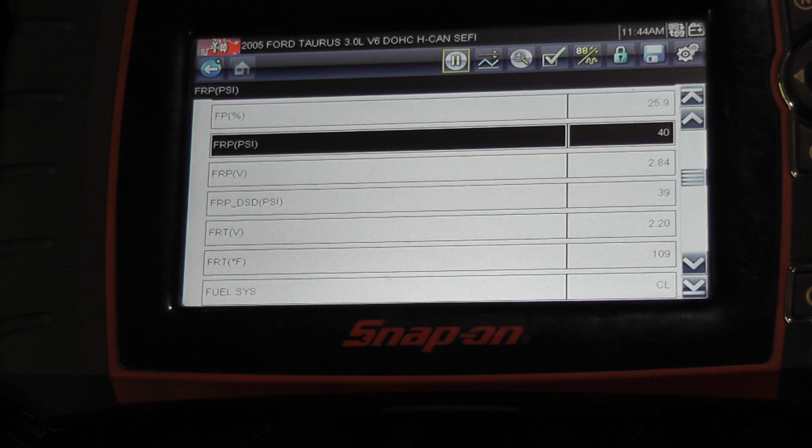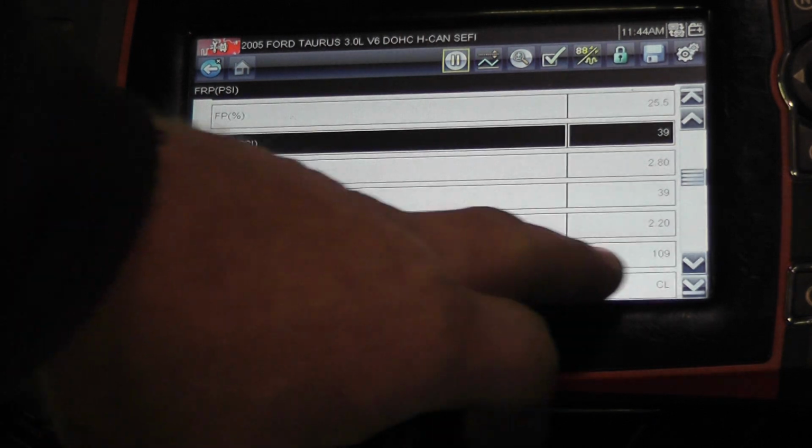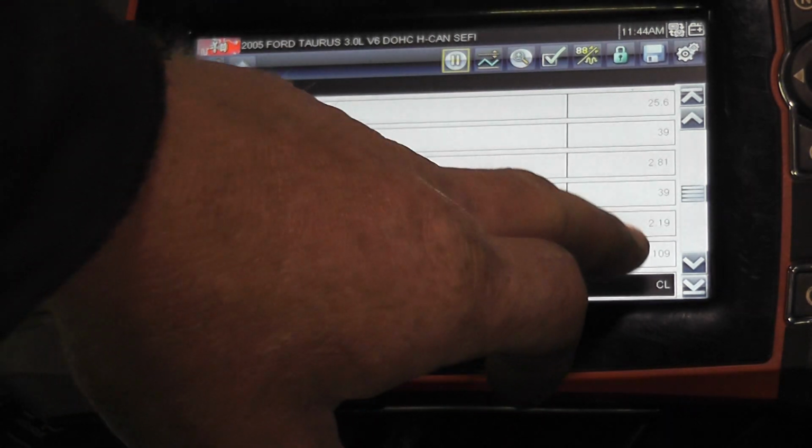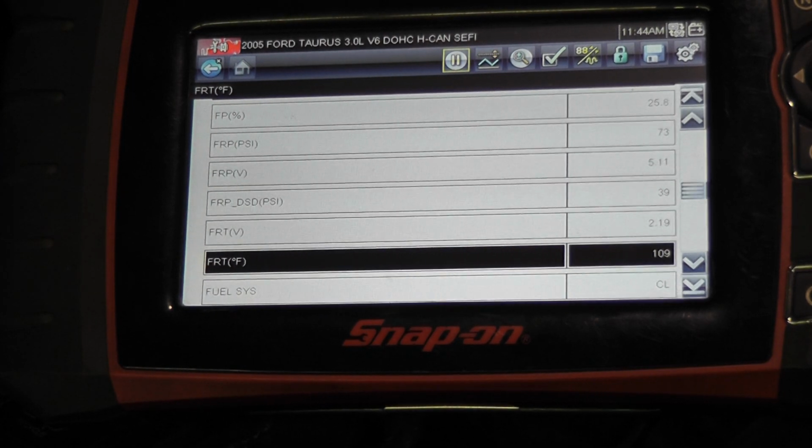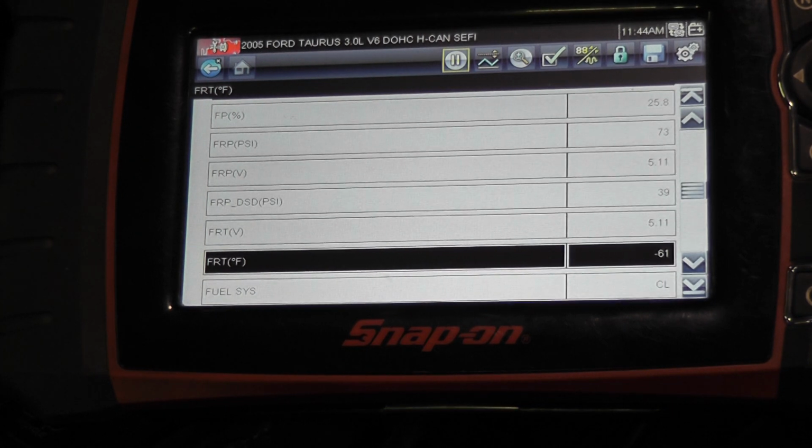I'd like to fix this car. Like I said, it's here for a waiver, so I can address that if I have to, but I always like to prove it. Now, I set that code. If you look at the fuel rail temperature sensor, showing my 109 degrees, if I disconnect and lose everything, of course, I'm going to show minus 61. So that's how I set that code.